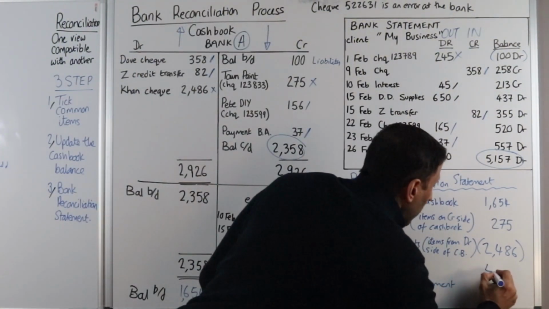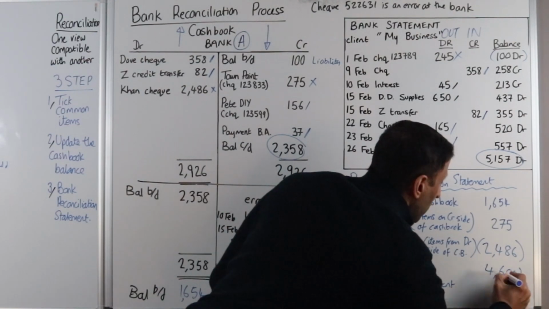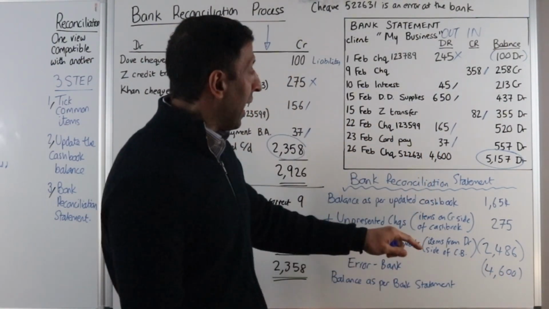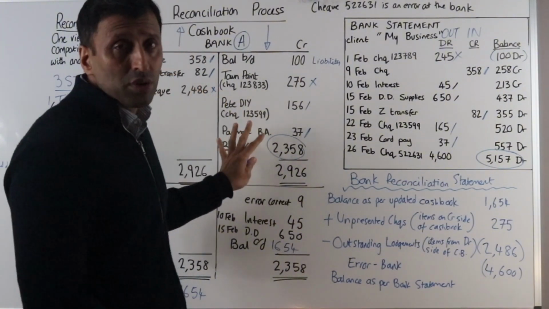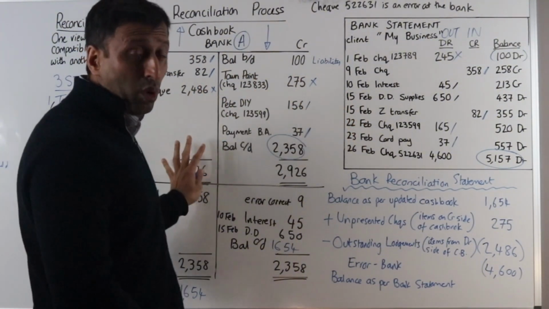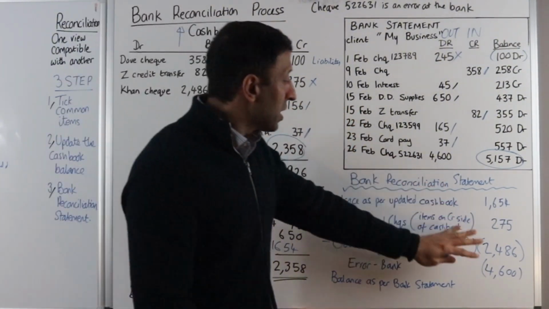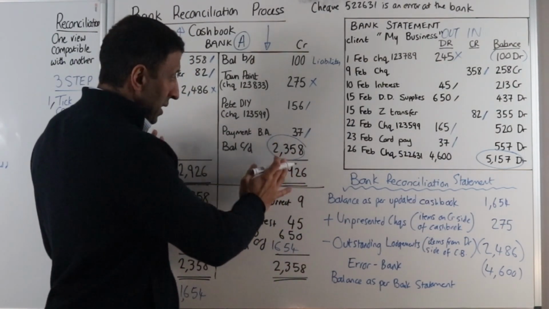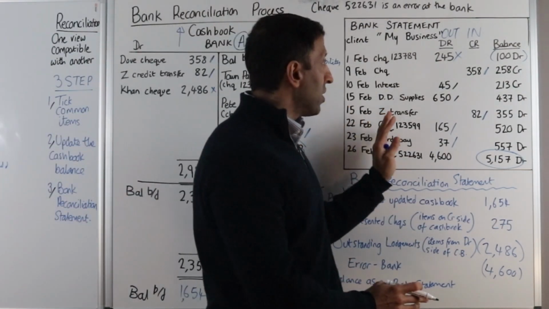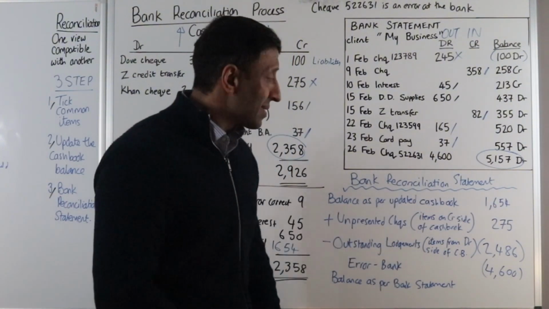So we also minus 4,600 as the bank error, and we deal with the bank error here, not in the cash book. We don't introduce an error at the bank into also our business. We deal with it here. Any errors in the business we deal with in the cash book, and any errors at the bank we deal with in the bank reconciliation.